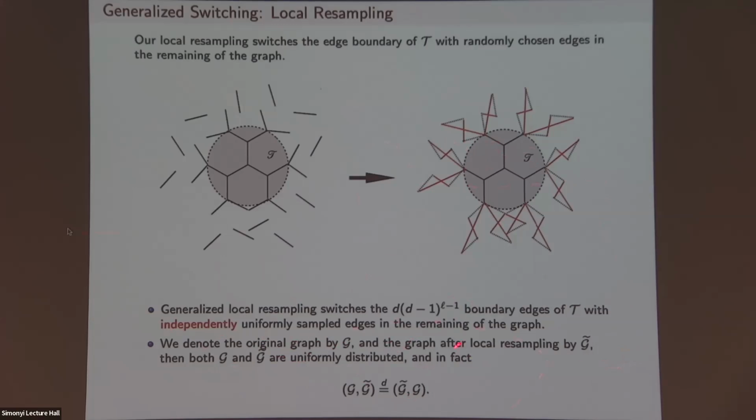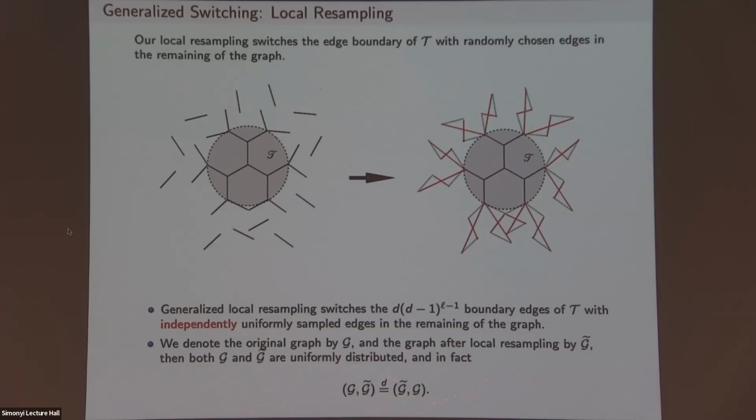It also preserves the measure. G and G tilde have the same law. And another important property is that if you do those simple switchings twice, you will get back to the original graph. So it's in fact an involution. So G and G tilde not just have the same law, they in fact form an exchangeable pair. G, G tilde has the same law as G tilde, G.